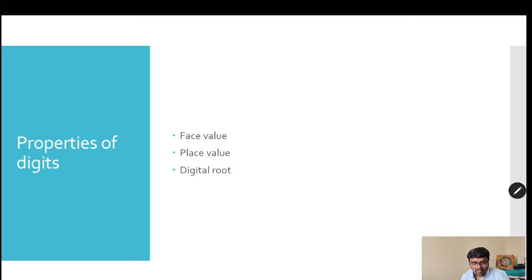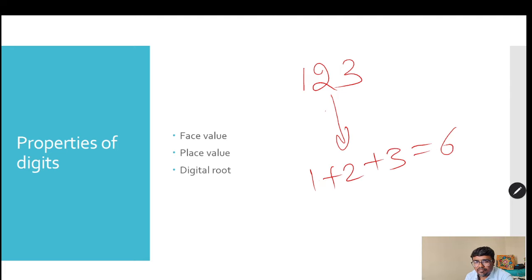Now the last concept in this video I want to discuss: digital root. Digital root is also known as the digital sum. We'll use this very often in calculation, and certain questions are based on this digital root concept itself. What is this digital root? Let us say 123 is a number. What are the digits inside 123? 1, 2, 3. The sum of all these digits, 1 plus 2 plus 3, is equal to 6. This 6 is known as the digital root of 123. It is a repeated sum.